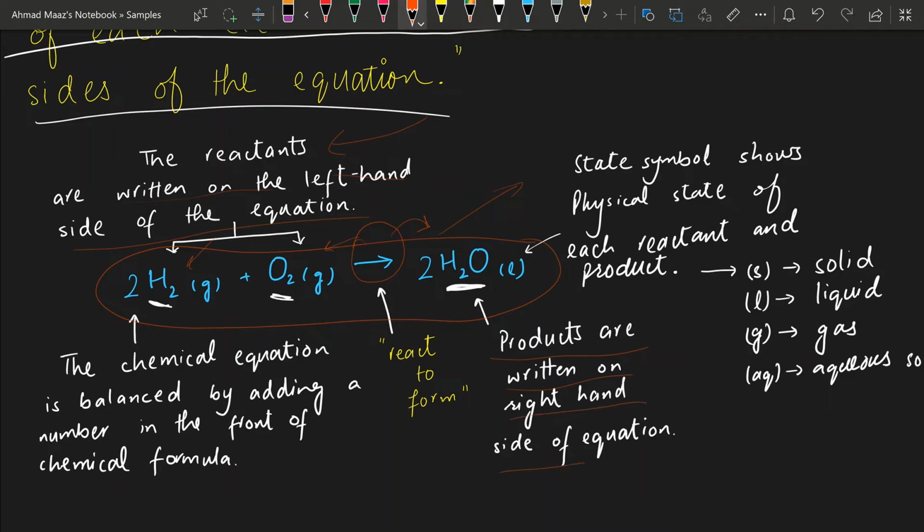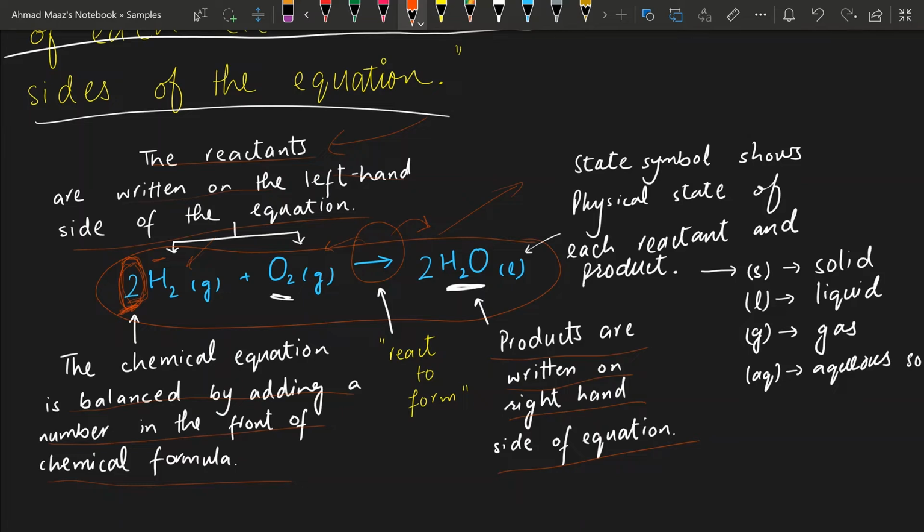Products are written on the right hand side of the equation. Reactants are written on the left side of the equation. And then these numbers: the chemical equation is balanced by adding a number in front of a chemical formula. For example, if we want to balance out hydrogens, then we'll simply add a number, which we'll soon know how to find. We'll always add that number in front of the chemical formula of hydrogen.